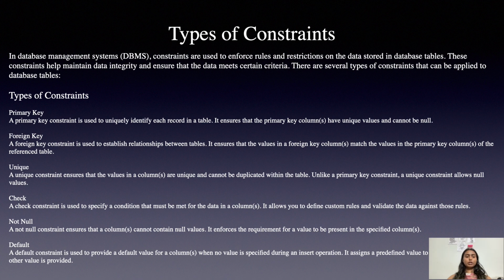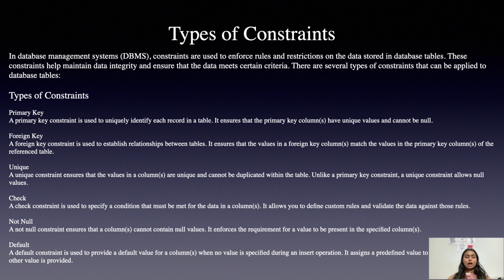referenced table. Unique. A unique constraint ensures that the values in a column are unique and cannot be duplicated within the table. Unlike a primary key constraint, a unique constraint allows null values. Check. A check constraint is used to specify a condition that must be met for the data in a column. It allows you to define custom rules and validate the data against the rules.